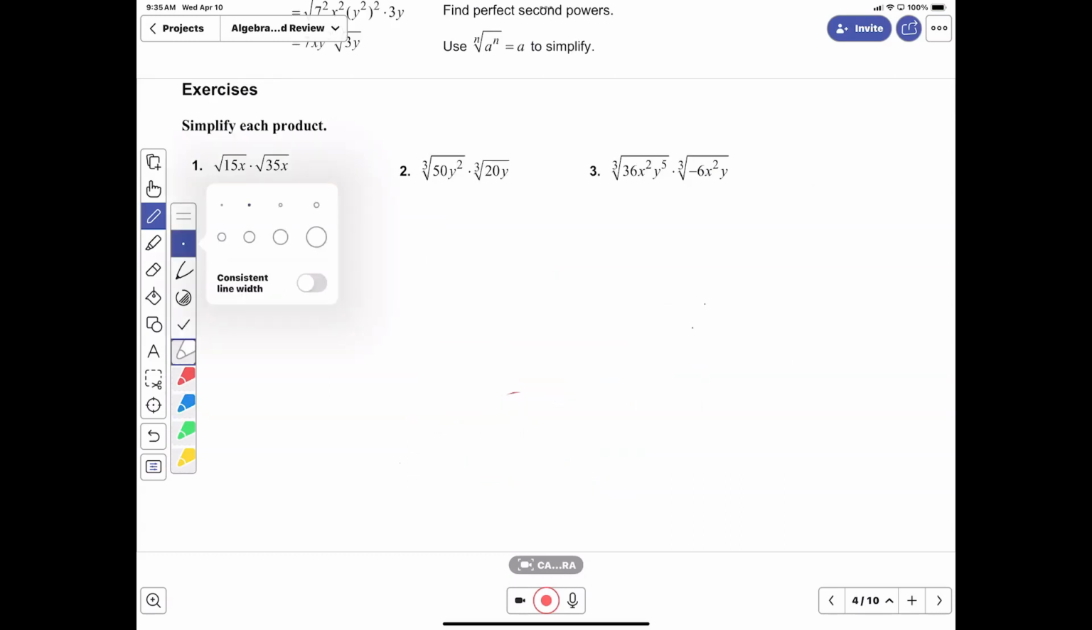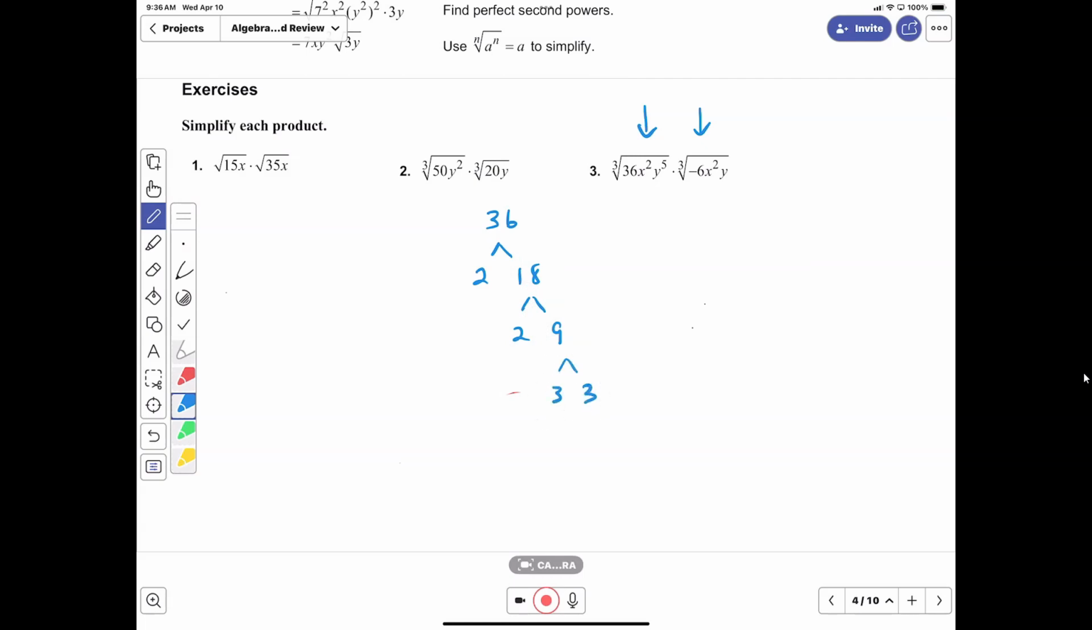So we have these two radicals, and we're multiplying. We know that the index, or the root, is 3. So I have 36 is 2 times 18, which is 2 times 9, which is 3 times 3. Okay, so that's 36. 6 is 2 times 3, and of course we have a negative 1 that we're going to probably leave in there. So now we have x times x times x times x, and we have y times y times y times y times y. That's y to the 5th times y.